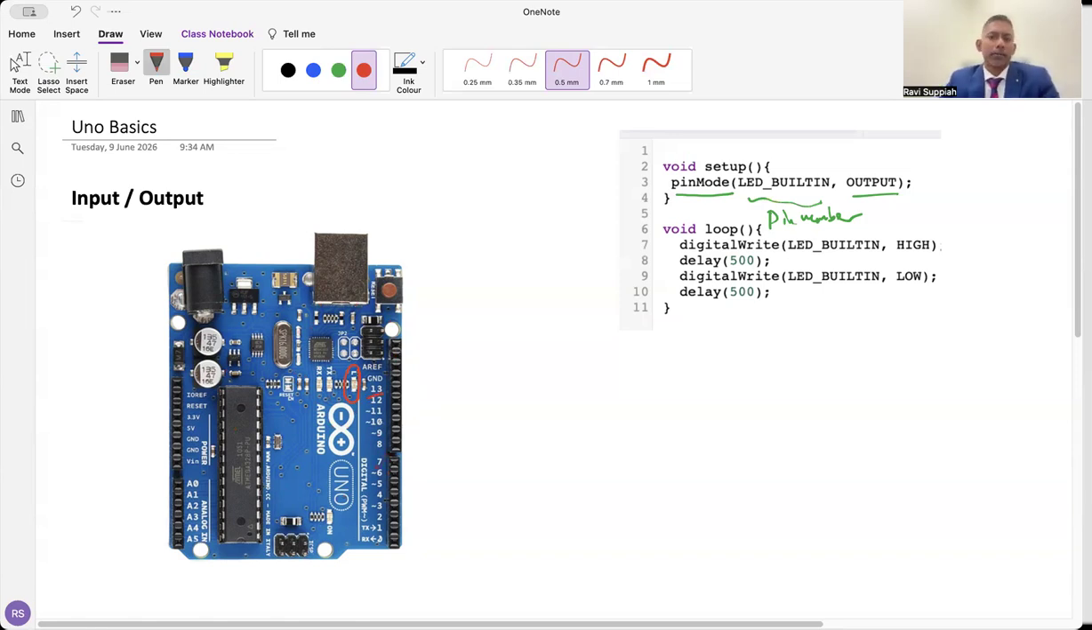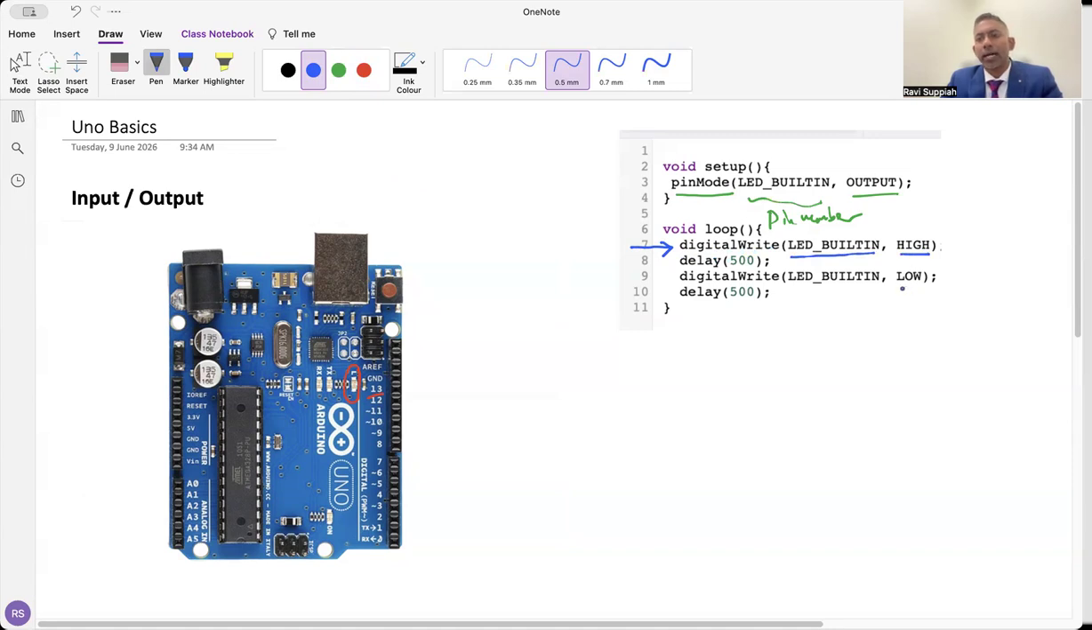Now, when we say that we are configuring a pin as output, it means that that pin can now provide or act as a voltage source. What does that mean? When I drive that pin, so when I say LED digital write, when I execute this line, I'm saying that I want to set this pin to a value of high.